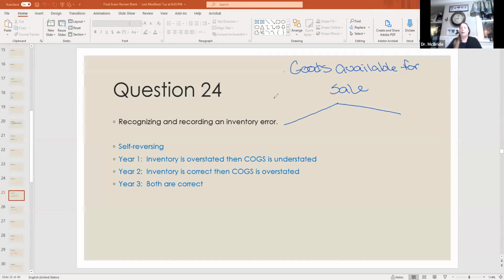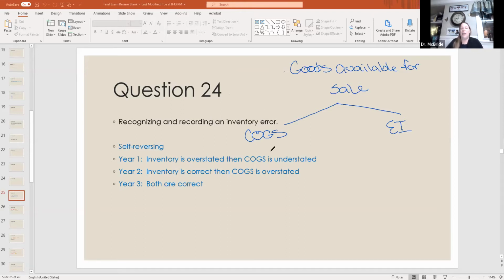It goes one of two places. It's either going to get sold and end up in cost of goods sold on the income statement, or it's not going to get sold and it's still going to be in the inventory. So there's no other place for it to go. Because of that, inventory errors are self-reversing.